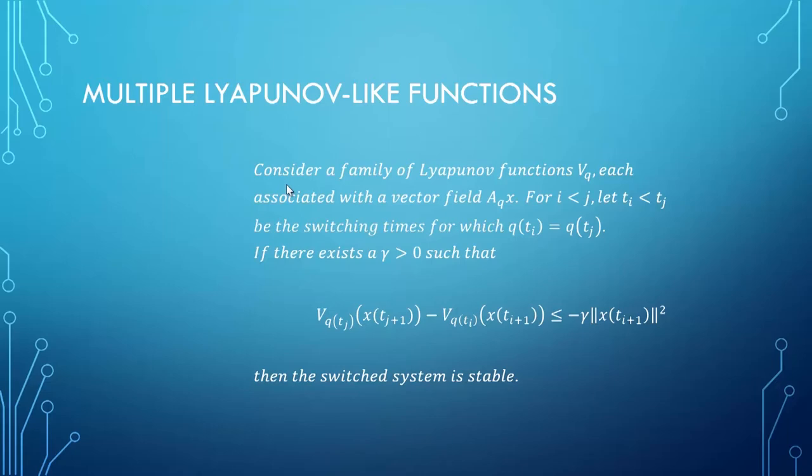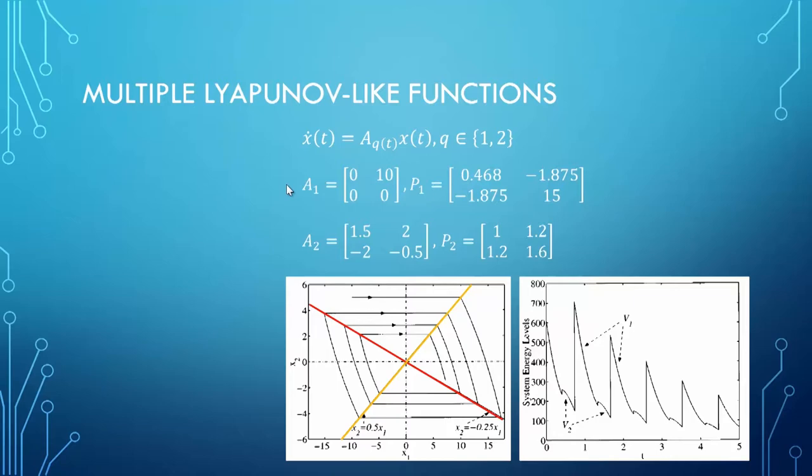So, example. Assume you have two, again the same system. The system we just mentioned, A1 and A2. Here you use system 1, use system 2, system 1, system 2. The way to design this switching condition, these two lines, is that you find P1 according to A1.